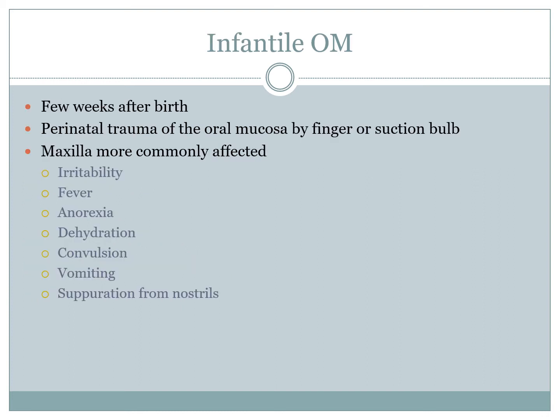The next one is infantile osteomyelitis. It occurs weeks after birth, with perinatal trauma to the oral mucosa by finger or suction, but the maxilla is more commonly affected in infantile osteomyelitis. Features include irritability, fever, anorexia, dehydration, convulsion, vomiting, and suppuration from the nostrils.